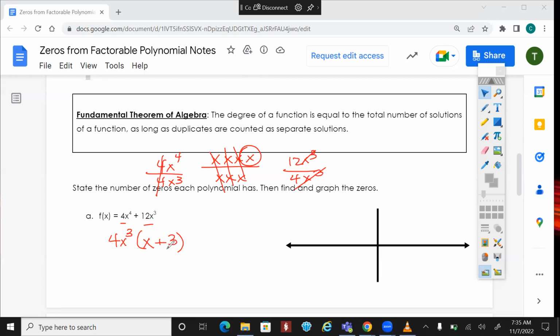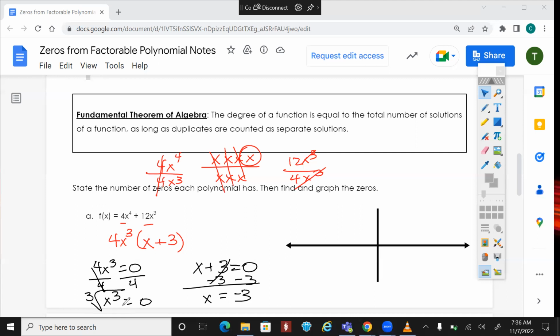Now we're going to take these, set them equal to 0, and then solve. So we're going to take 4x to the third, set it equal to 0, and x plus 3, set it equal to 0. When we solve, we'll get x equals -3. And when we divide by 4, and then take the cubic root, which we really haven't talked about much yet, we're going to get x equals 0. So we have solutions at x equals 0 and x equals -3.